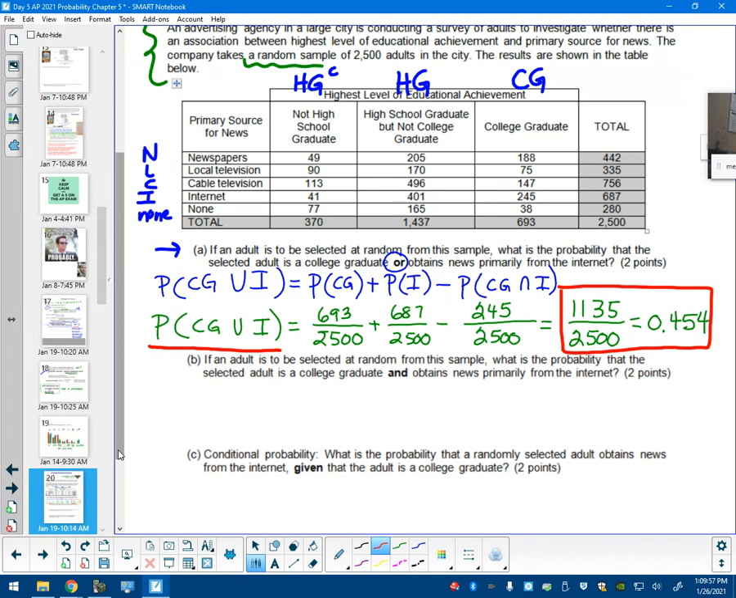All right, Rachel Fender, if you could read B for us, please. If an adult is to be selected at random from the sample, what is the probability that the selected adult is a college graduate and obtains news primarily from the internet? Okay, there's the dreaded and. This is the warning.